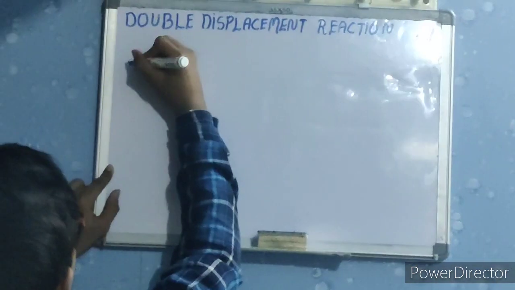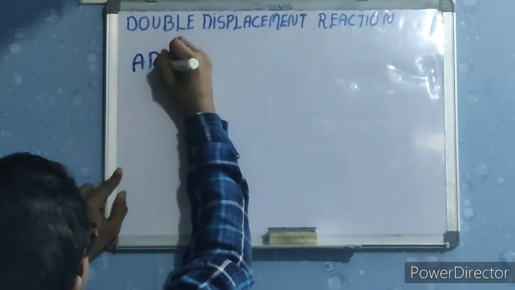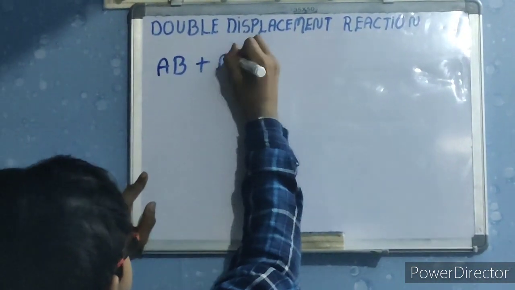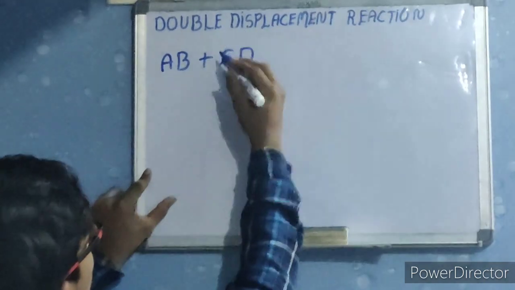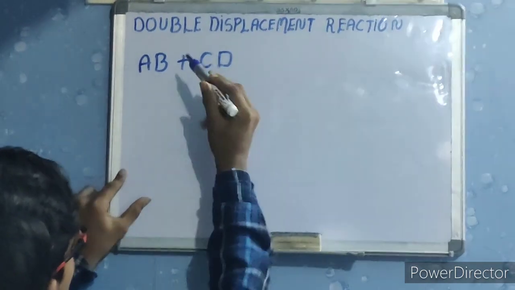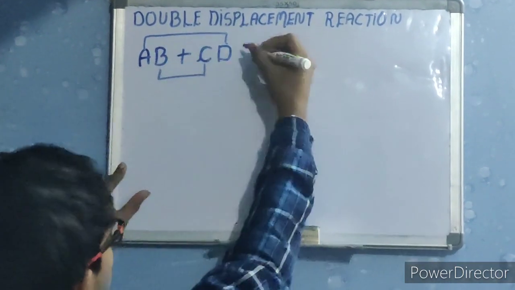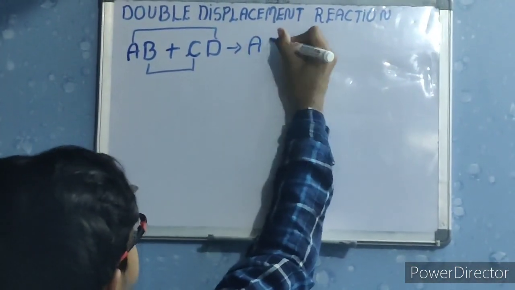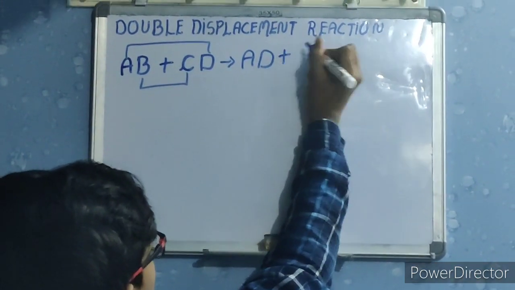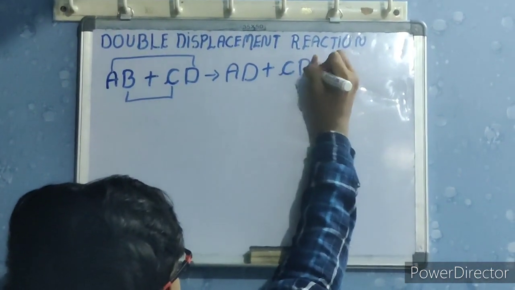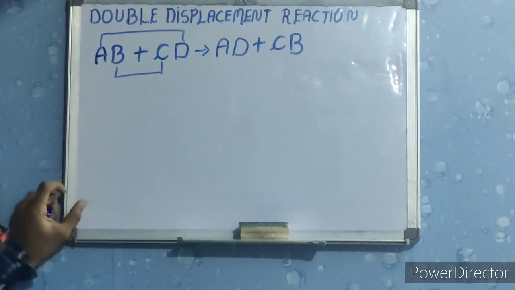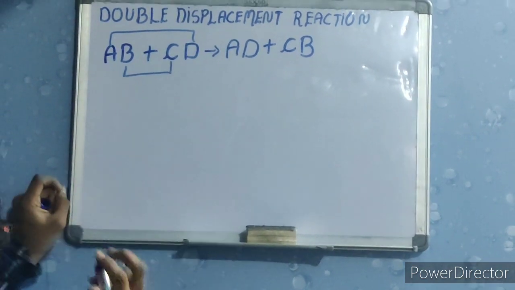So friends, I'll start explaining this double displacement reaction first using alphabets and then using a chemical equation. So first I'll write it as AB plus CD. Then the products formed in a double displacement reaction will be like AD plus CB. So I'll write it as AD plus CB. Fine. Now I'll write the equation for the activity which we performed.